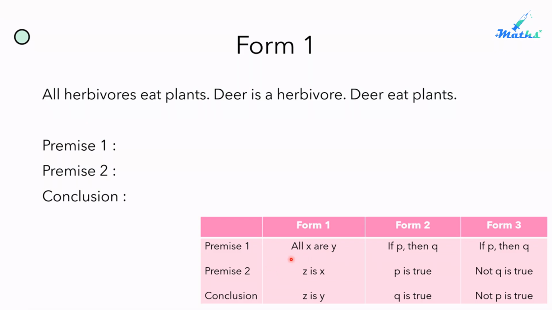As you can see here, all X are Y. So the herbivore is X and the plant is Y. So you can put it at premise 1. And you see the second statement, deer is a herbivore. So you can see here, in premise 2, C is X. So the herbivore is X, and the deer is C. So you can put this sentence in premise 2.